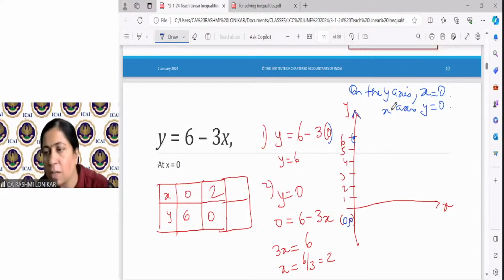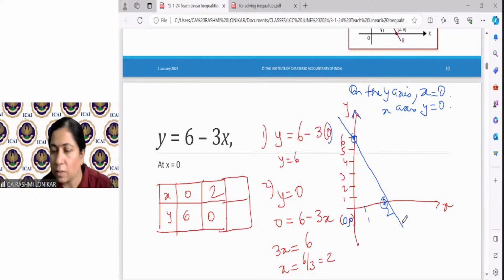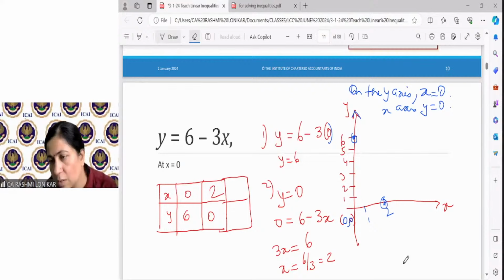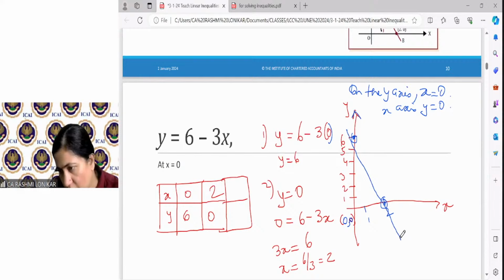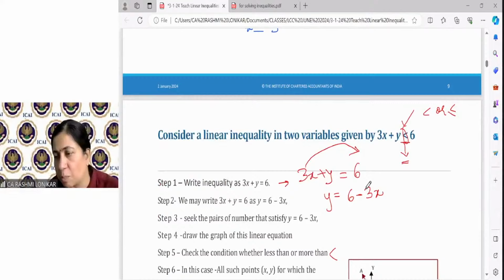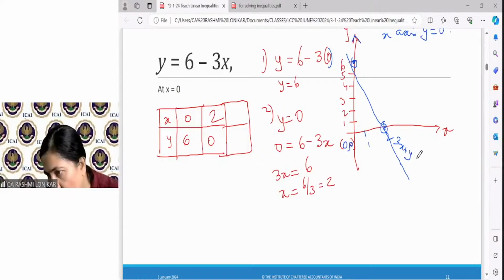Then, when y is 0, x is 2. So, this is 1, 2. So, this is my second point. So, we are going to draw this line like this. Okay. And once you have drawn the line, make it a habit of writing it down, okay? So, what is the line? What is the line given? 3x plus y is less than 6. So, I will write it over here. 3x plus y is less than, not equal to, less than 6.